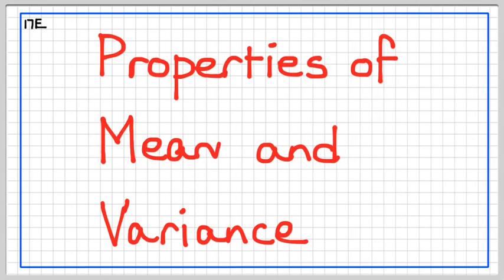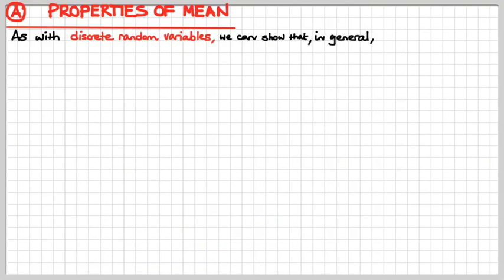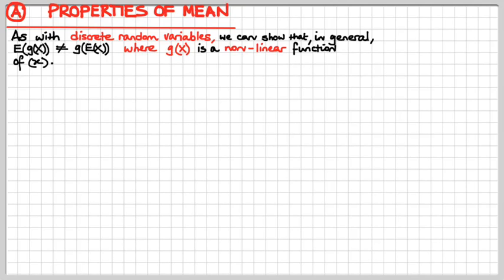Well, hi there. We're going to have a look at properties of mean and variance of a continuous random variable in this session. So let's get going. Properties of the mean.